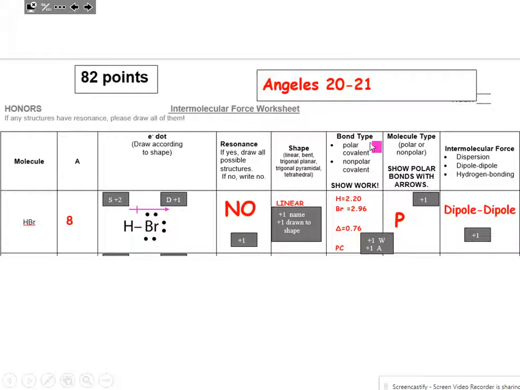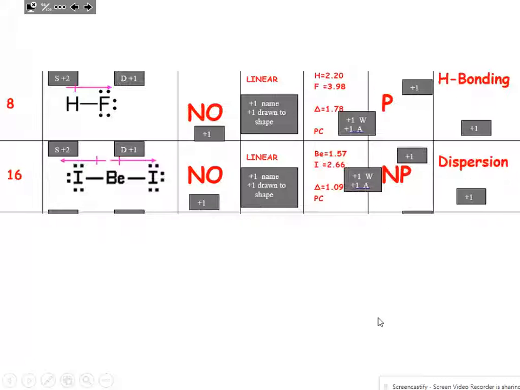I decided to do my dipoles in this pink color. 2 points for the structure, 1 point for the dipole, no resonance, 1 point for the name of linear, 1 point for drawing it straight across, 1 point for the work here, 1 point for saying that's polar covalent. Molecule type is polar because it doesn't cancel. Dipole would be the type of intermolecular force. Next one, HF has a dipole pointing towards the right. Linear should be drawn linear. 1 point for 1.7, or having the work here. 1 point for same polar covalent. The overall molecule is polar, has hydrogen bonding.